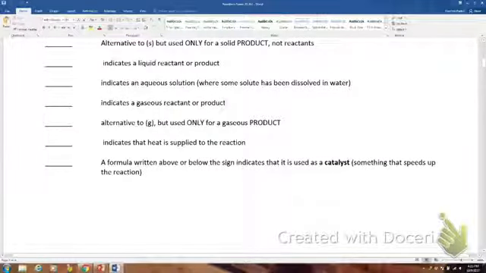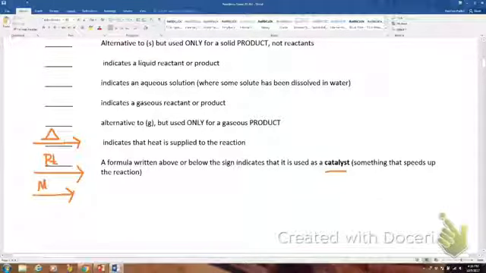And then the last 2 here are going to be if we had supplied heat to the reaction, we're going to show that by drawing the arrow for yields, and we're going to draw a little triangle above it, and that's showing that we heated the reaction. Sometimes it might say plus heat, and then if we're going to show a catalyst, sometimes we might put platinum as the catalyst, or sometimes that might be a chemical like manganese oxide.